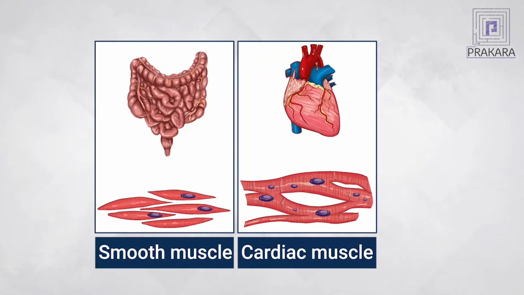When we come to cardiac muscle, the unique feature of cardiac muscle cells is that they form a syncytium. That means the adjacent cardiac muscle cells are fused to form a syncytium and they are connected by gap junctions. We could say that cardiac muscle is in between the features of smooth muscle and the skeletal muscle.